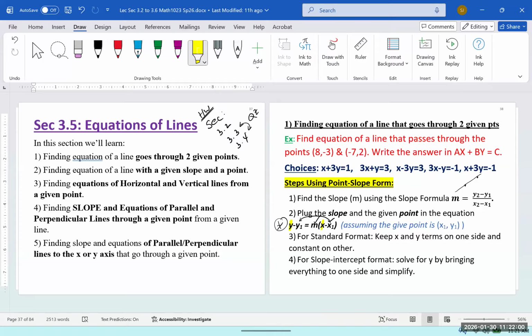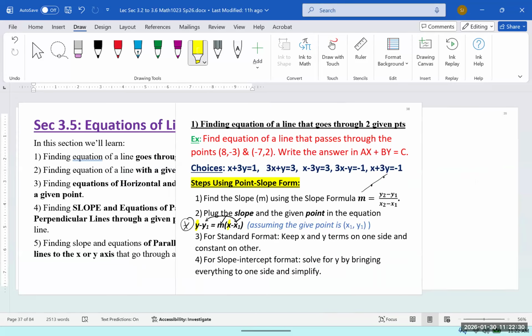But most of the time they'll specify, write the equation in slope intercept form or write the equation in standard form. Usually they ask for standard form. So to convert this point slope format into standard form, you're going to bring x and y together on one side and the constant on the other side. That's what you're going to do. This is one method. And then I'm going to show you another method.